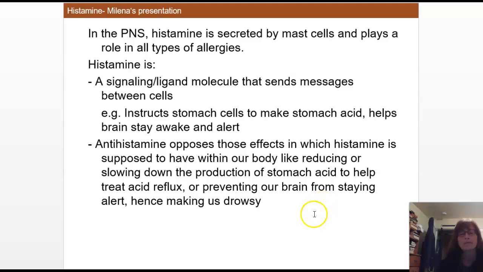If we take them, they can make us really drowsy because they also have an effect on our brain levels of histamine. So antihistamines mean against histamine.